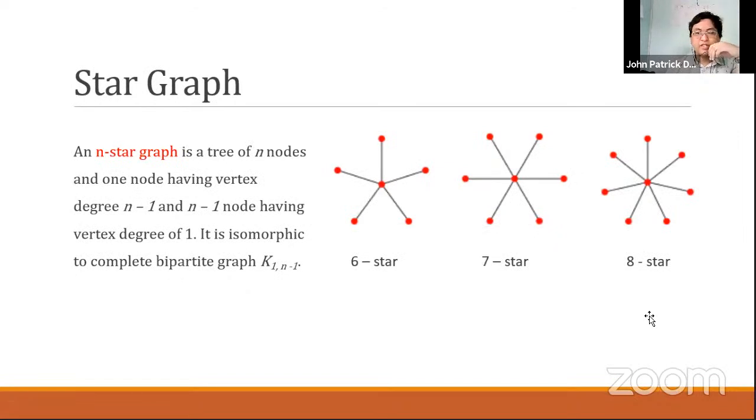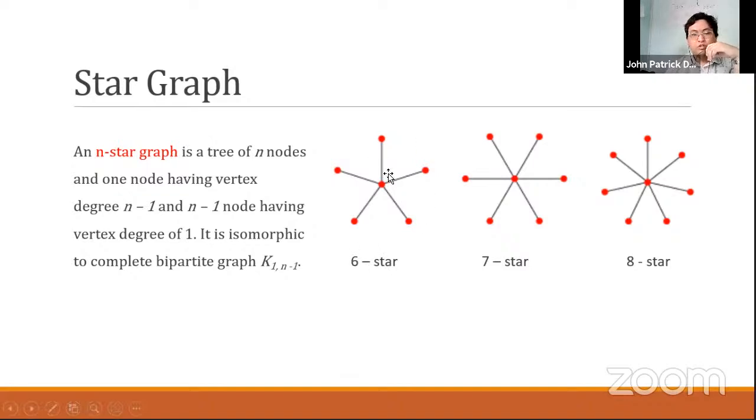The second graph is the star graph. So what is a star graph? An n star graph is a tree of n nodes with one node having vertex degree n minus 1 and n minus 1 nodes having vertex degree of 1. It is isomorphic to the complete bipartite graph K sub 1, n minus 1.